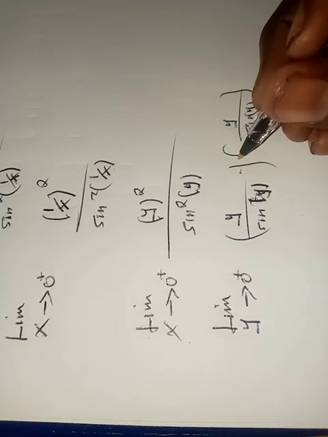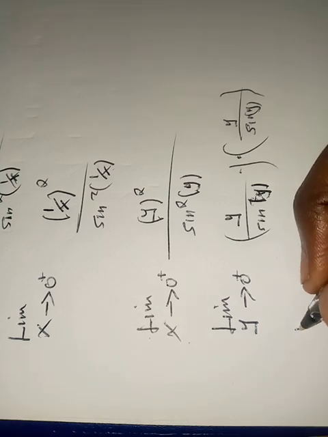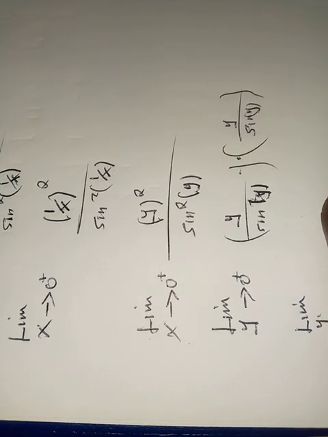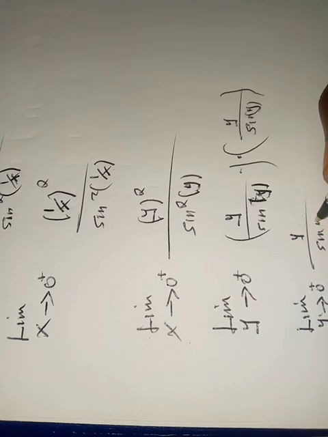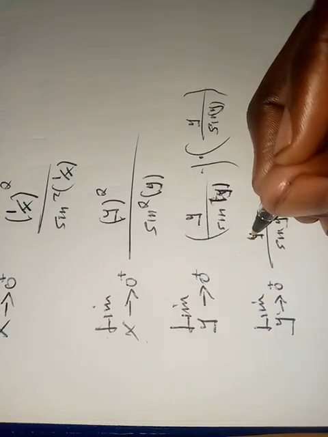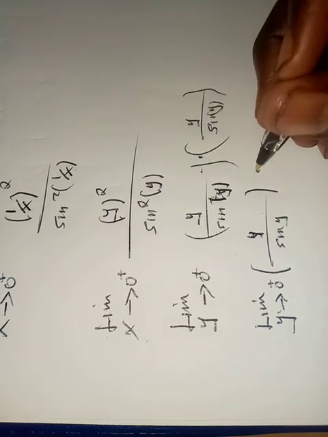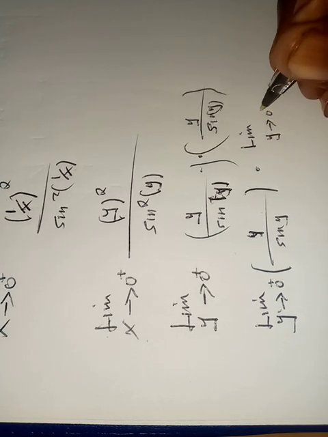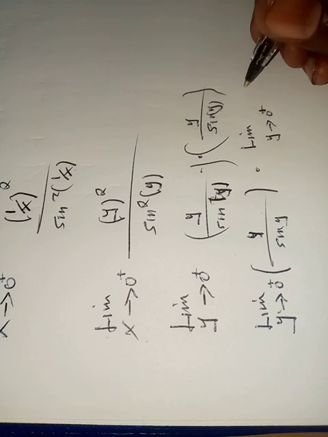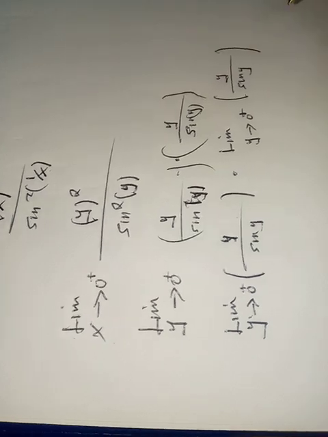Take note that when you are multiplying or dividing two functions, the limit is distributed to each function independently. I mean, you distribute this limit specifically to this one, and you also multiply it with another limit, as y approaches positive 0, same as just 0. And then I'm going to have y over sine y, something like that.